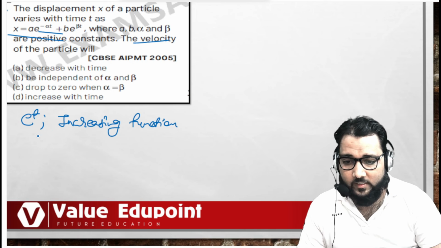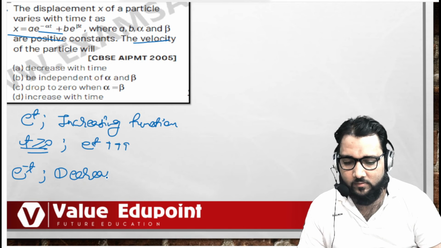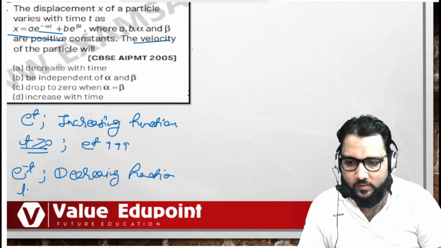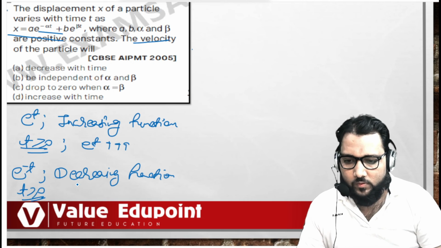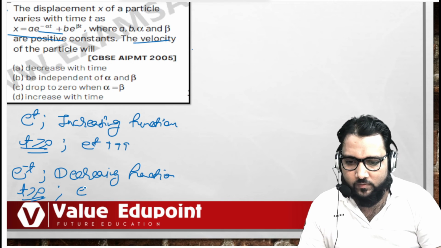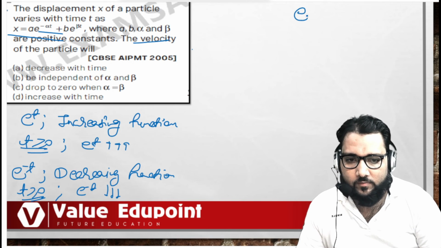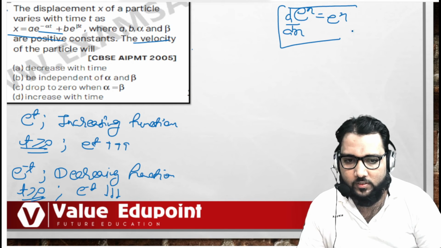When is it an increasing function? When you increase the value of t, this expression will be increasing. For e raised to power minus t, this is the decreasing function. When you put the values in increasing order of t, the value of this function will come out to be decreasing. And the differentiation of e raised to power x with respect to x will be e raised to power x. This is the differentiation property.